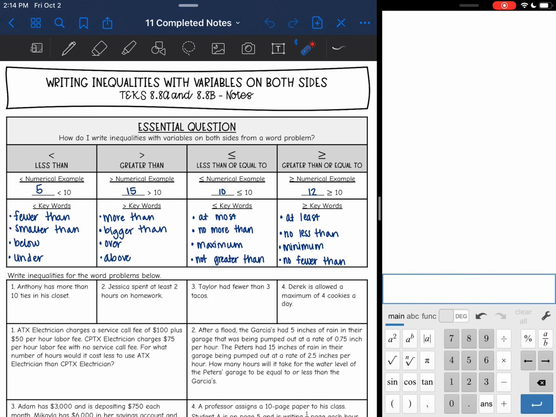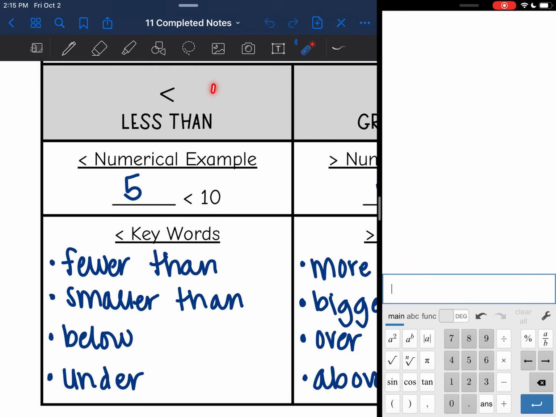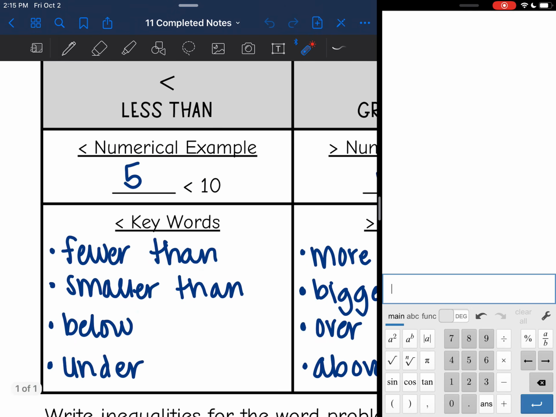Hey guys, today we are looking at writing inequalities with variables on both sides. We are going to answer the question, how do I write inequalities with variables on both sides from a word problem? So let's start by reviewing our inequality signs. This one is less than, so it means the number in front is less than the second number. Here are some key words that mean less than: fewer than, smaller than, below, or under.